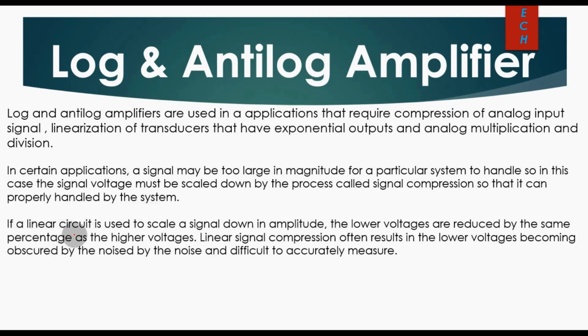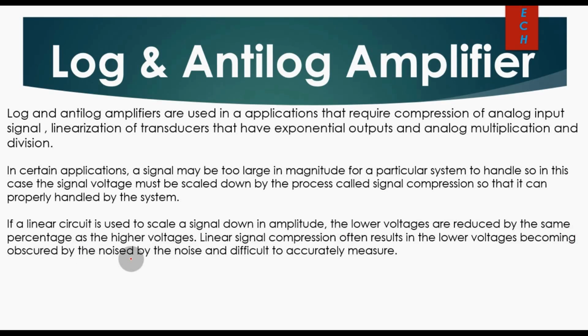If a linear circuit is used to scale down a signal in amplitude, the lower voltages are reduced by the same percentage as higher voltages. Linear signal compression often results in lower voltages becoming obscured by the noise and difficult to measure accurately. So this is the disadvantage of linear circuit.